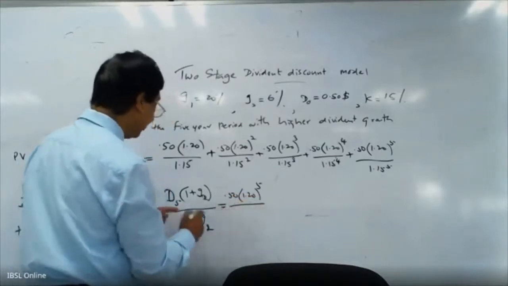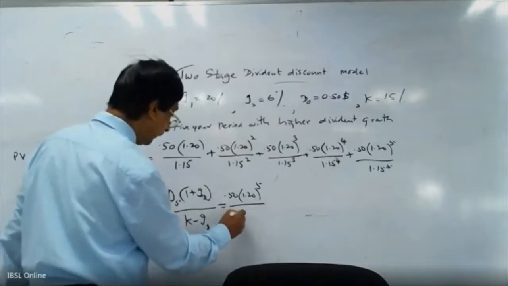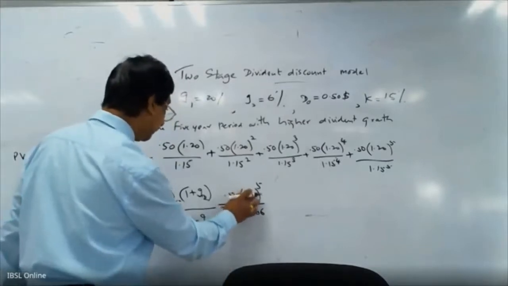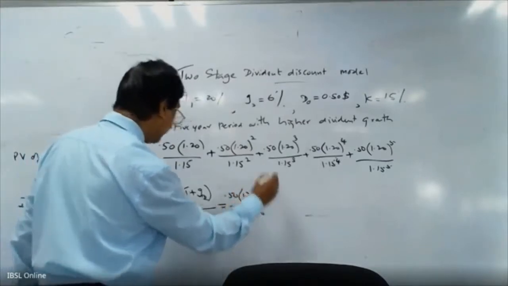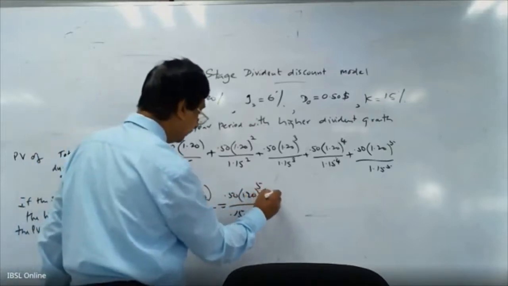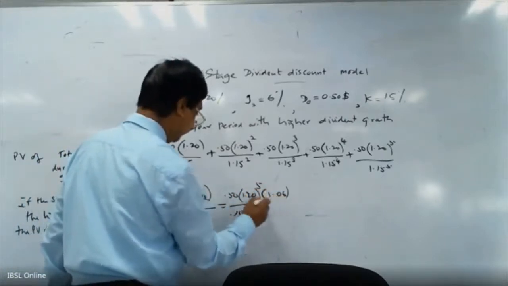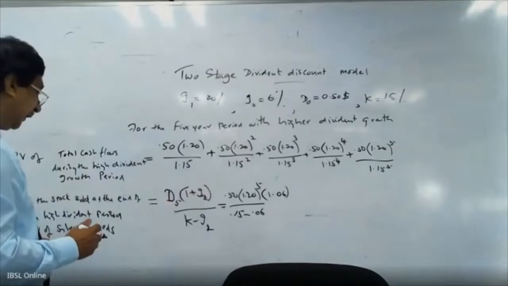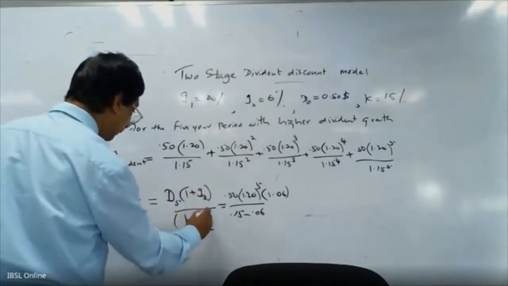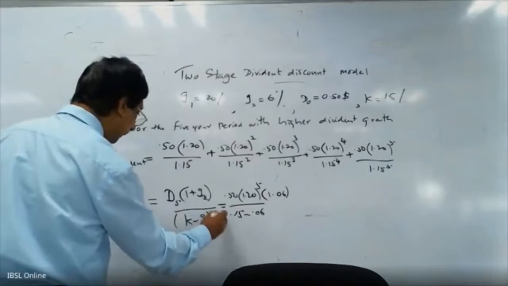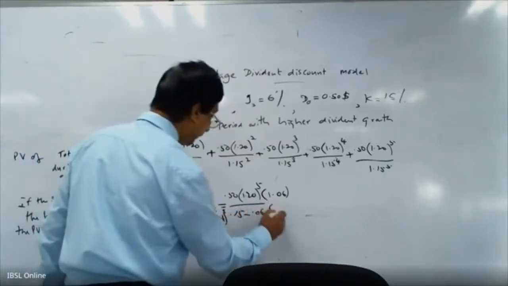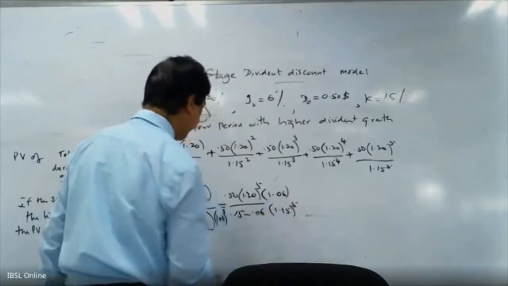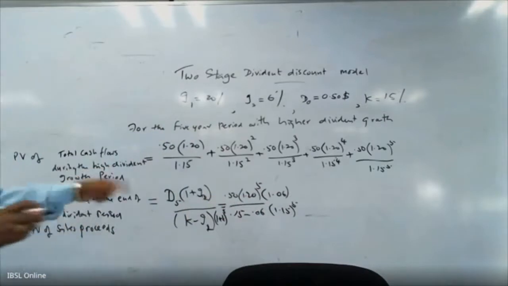Divided by K minus G. K is 15%, so that is 0.15 minus 0.06. Here, not 1.2, yeah, 1.2. And it has to be multiplied with 1.06. Not only that, what we need to do is get it to the present value. So then 1 plus K to the power 5 is also there. So then you can say 1.15 to the power 5. So this is the second part of it.